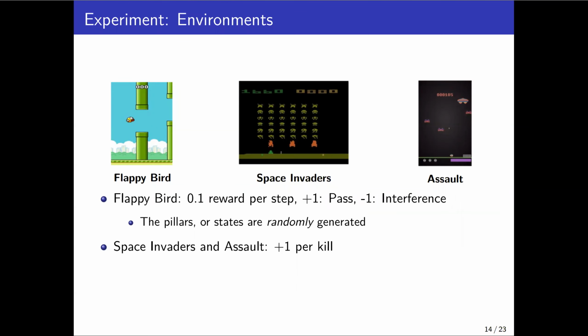For empirical evaluation, the paper refers to three environments. First, the famous Space Invaders and Assault, where reward 1 is given for every kill. And Flappy Bird, where reward 0.1 counts for every time step, and the pillars, which construct the states, are randomly generated. Here, we reward +1 for passing each pillar, and when the bird hits either a pillar or the ground, the game is over with the reward -1.